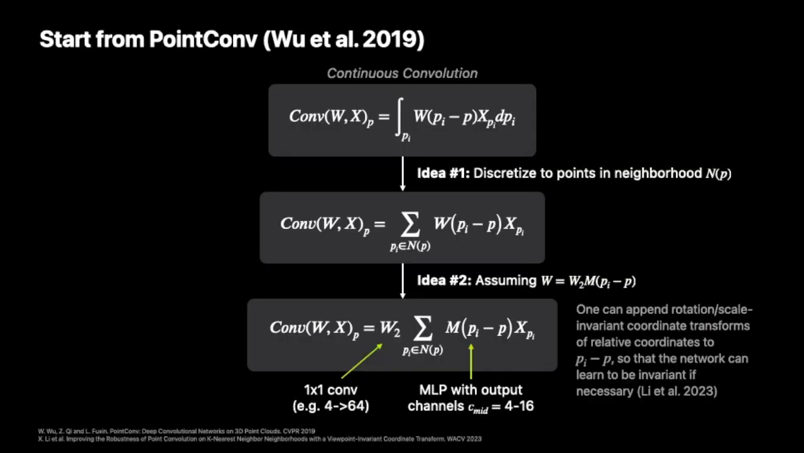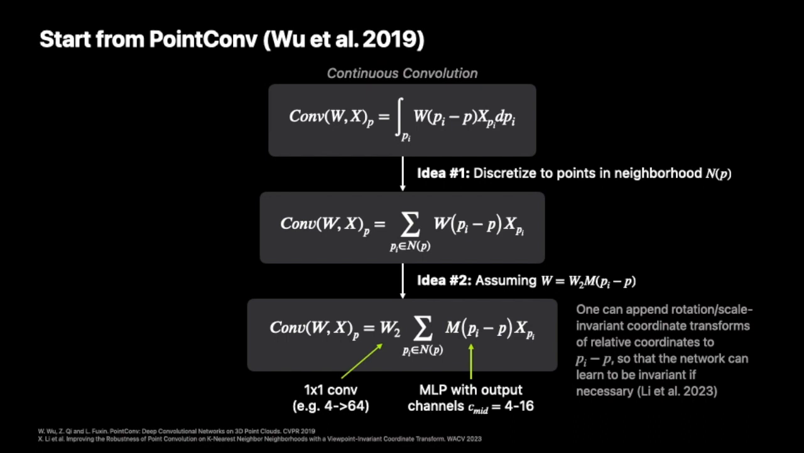Let's look at some technical details. We start from PointConv, which is a point-based convolution formulation. It has two main ideas. The first idea is to discretize a continuous convolution into a summation over points in the neighborhood of a point P. The second idea is that we approximate this convolution function W of Pi minus P as a multi-layer perceptron starting from the relative position Pi minus P. This W can be written as two parts. W2 is the last linear layer, and M is all the previous layers.